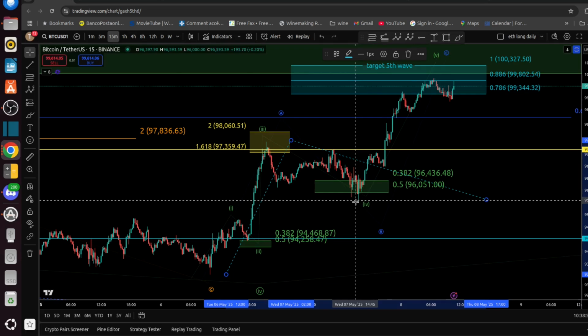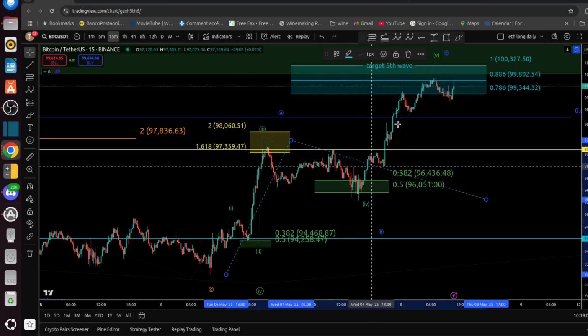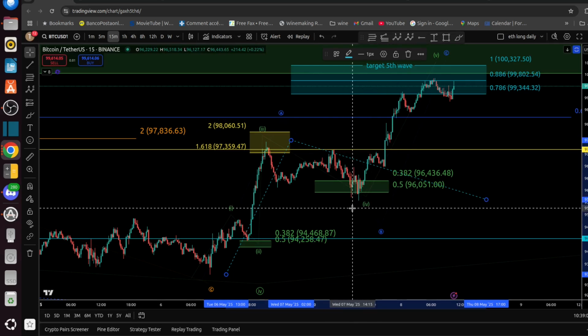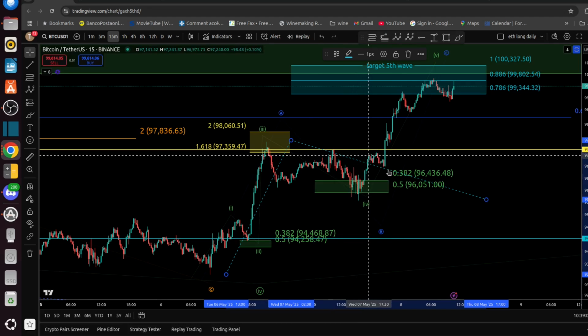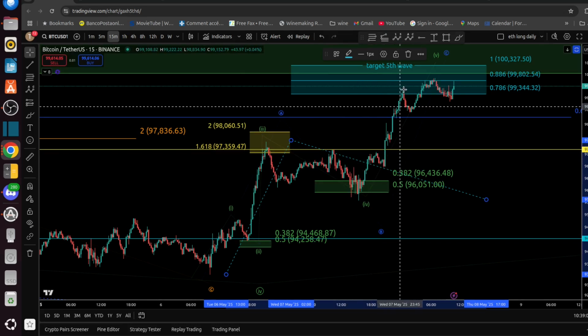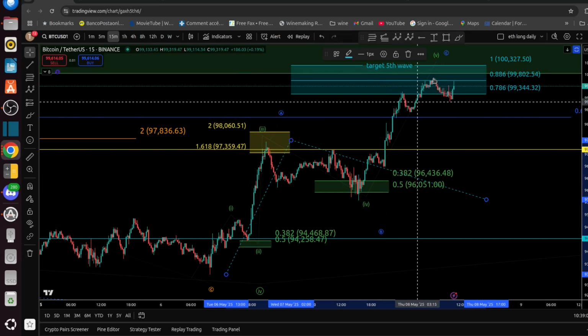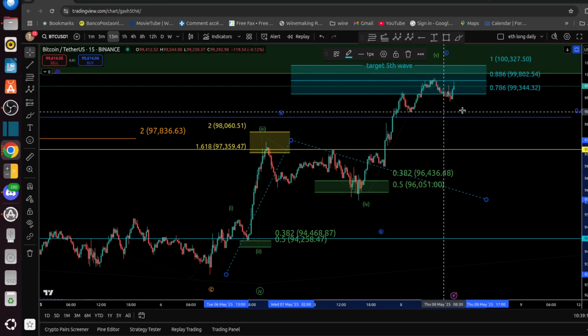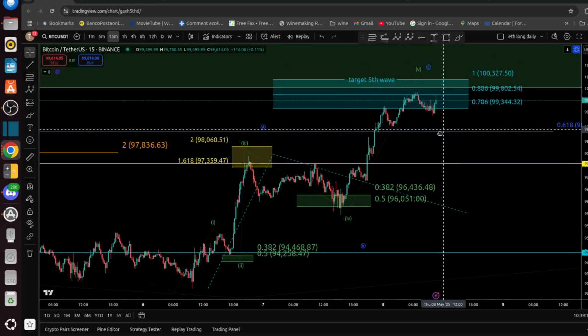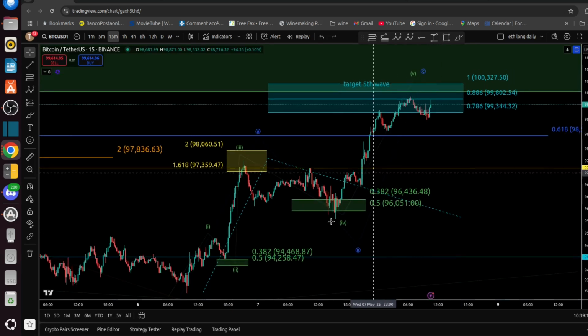starting from the bottom of the third wave, let me see here. So wave 1, wave 2, wave 3, wave 4, and wave 5. Now, is this wave 5 finished? That's the question. This is the question.